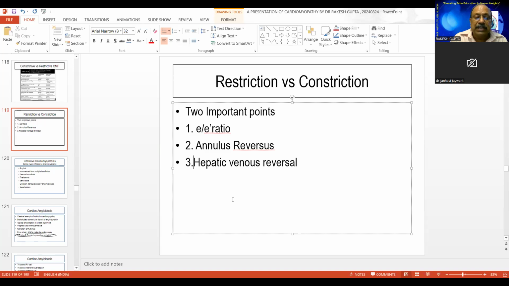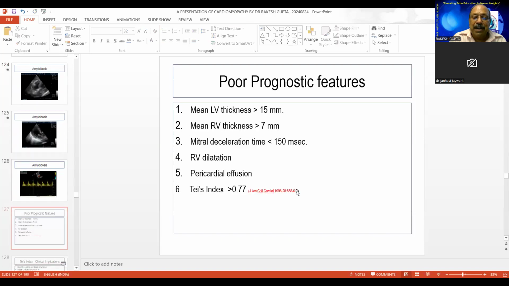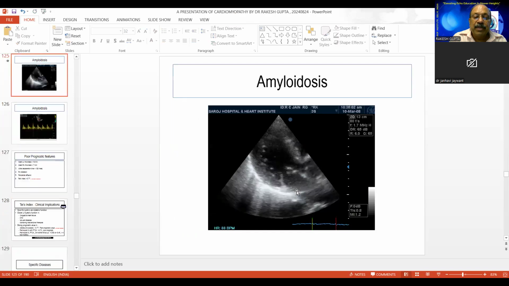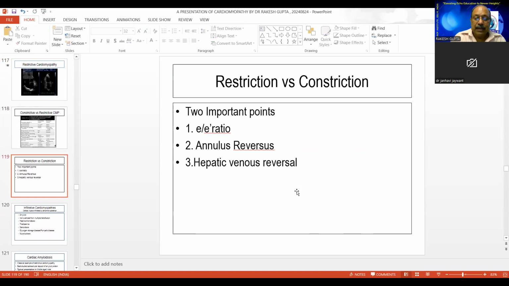And the third very important sign is hepatic venous flow reversal. What is hepatic venous flow reversal? It means when a patient starts breathing out, the interventricular septum, to accommodate the LV, moves towards the right side. And in that, it reverses the flow from the hepatic vein, IVC to hepatic veins. So these three important things differentiate to a large extent.